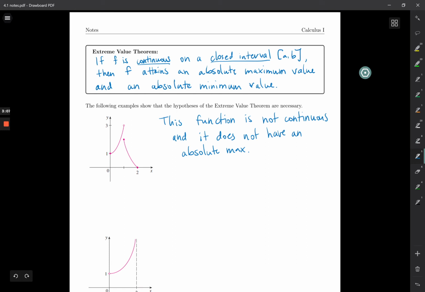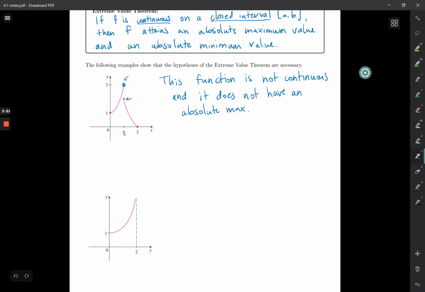Because when we look at this, there is an open circle here, right? Since that is open, that means that the value of the function is not 3, even though it was approaching that from the left. It's actually down here. It looks like that's approximately 2. So when we plug in 1, we don't get that value that looks like it should be the absolute max. We get this value here, which is lower. And so this function does not attain a maximum value, so it doesn't have an absolute max.